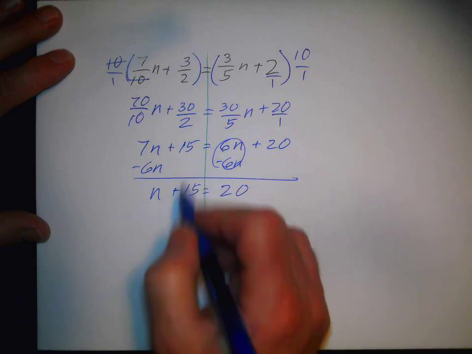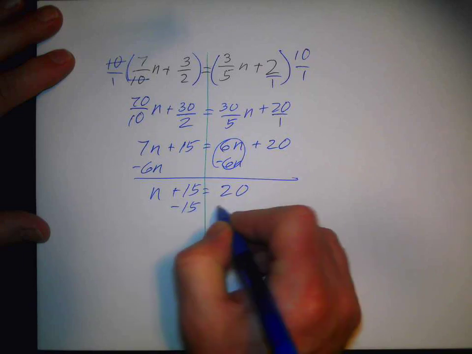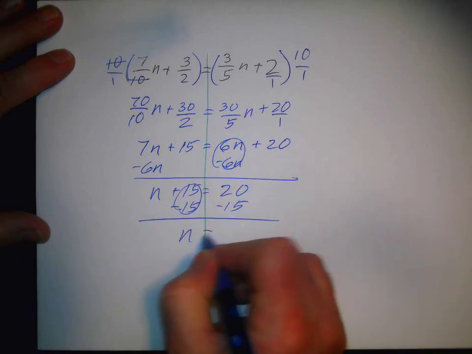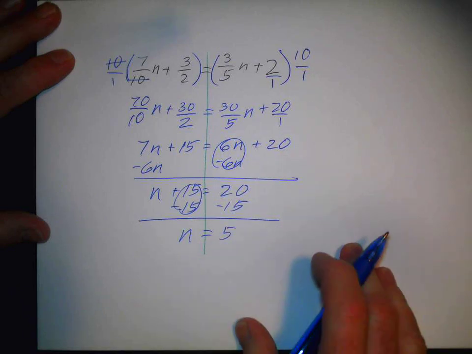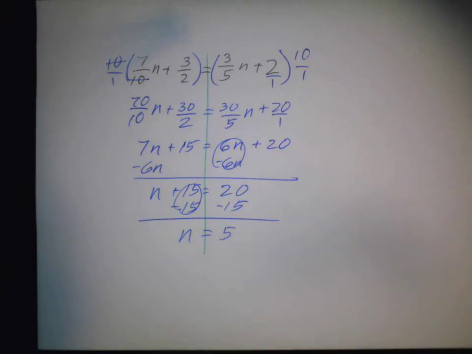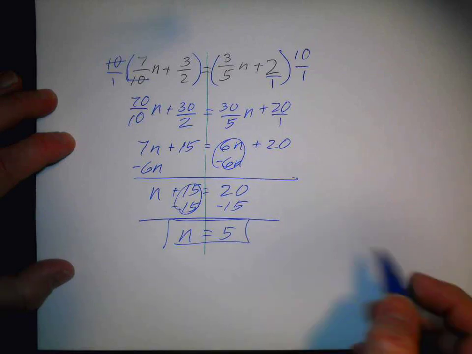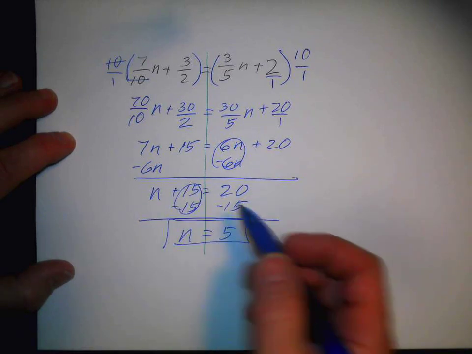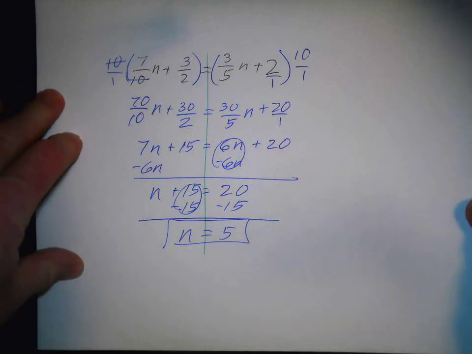Now, one-step equation, I'm going to subtract 15 from each side. 0, n equals 5. Alright, here's my answer. Okay, I didn't have to make a 1 in this case, because n was already a 1, so I'm just going to go with that.